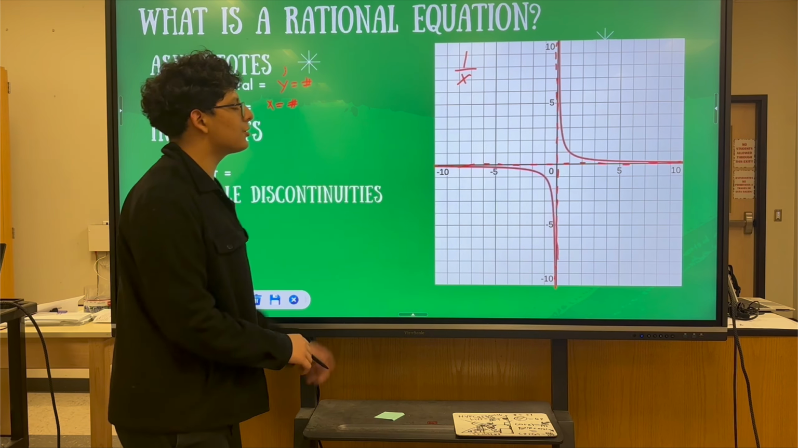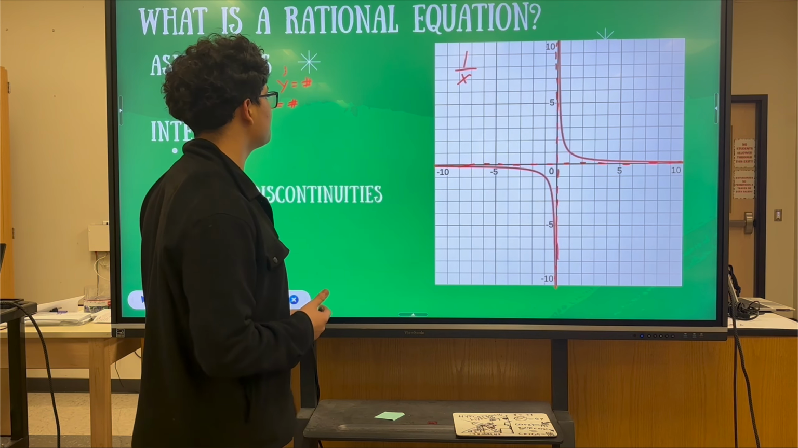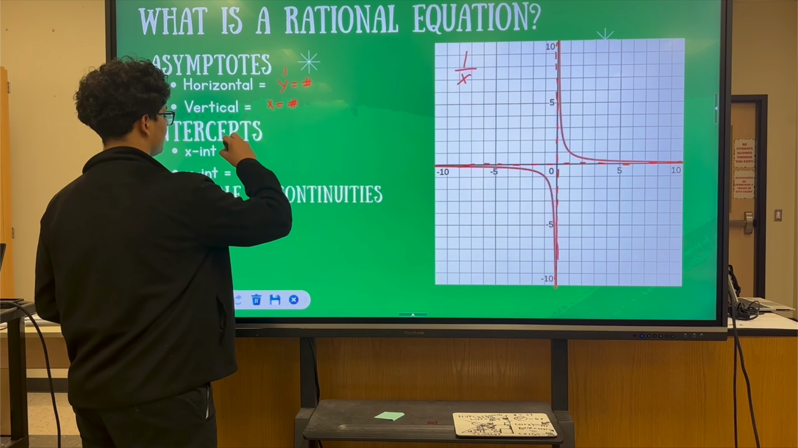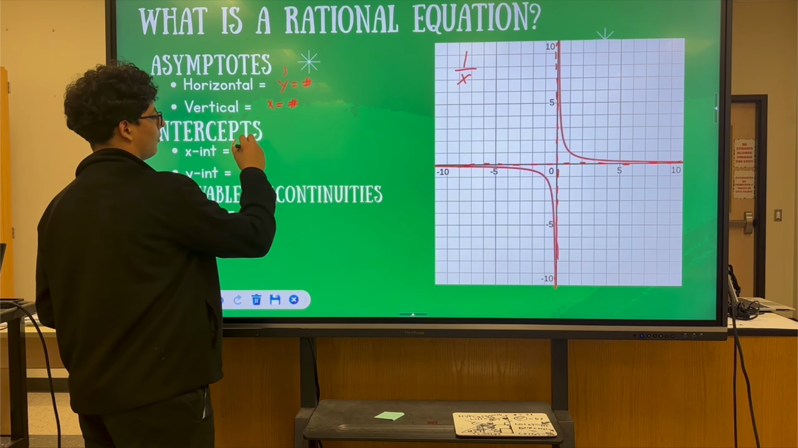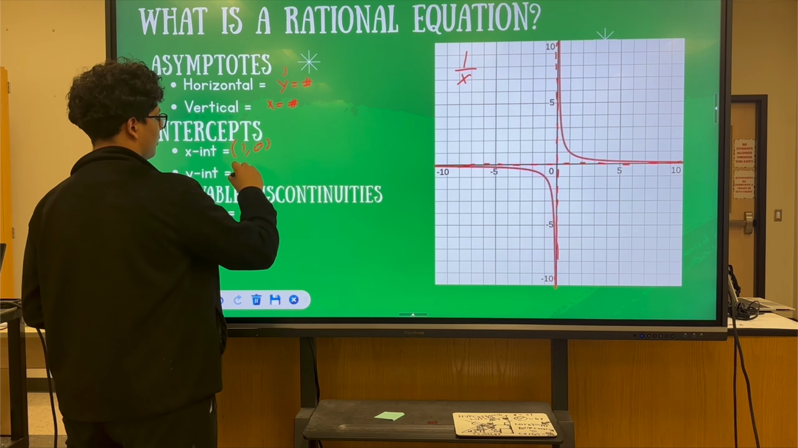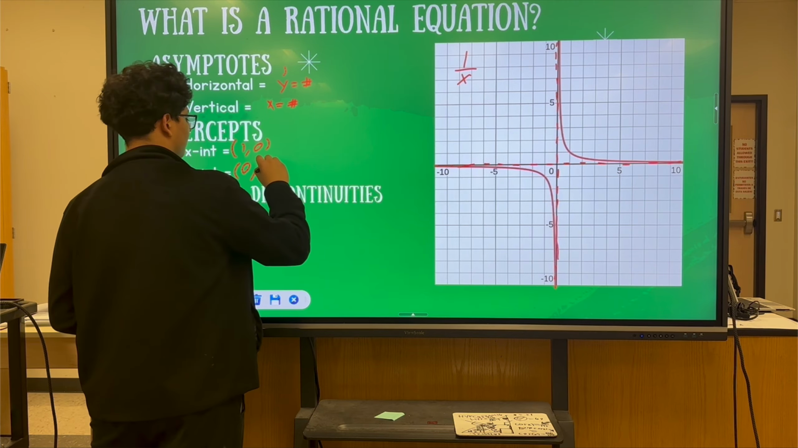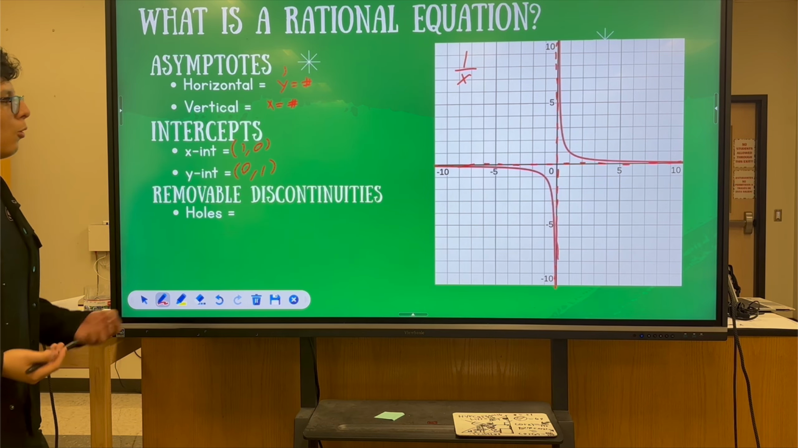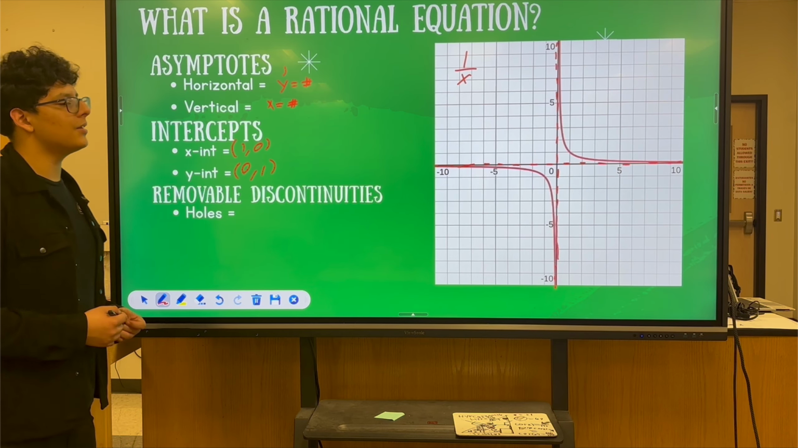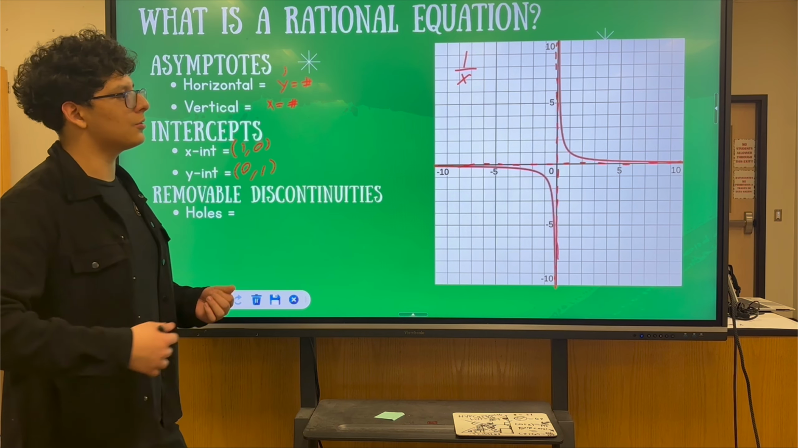Intercepts. So in this graph, we don't have any y or x intercepts, but they're also points. So an x intercept could be 1 over x or over 0, and a y intercept could be 0 and 1. Holes. Holes are removable discontinuities that basically cancel out. We'll talk more about this later.